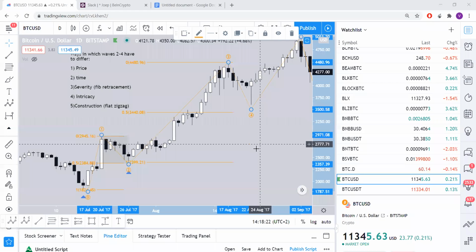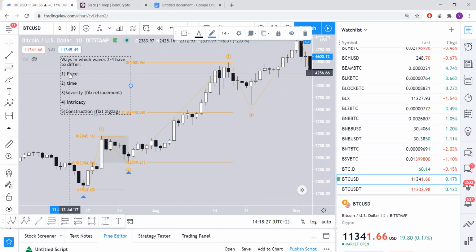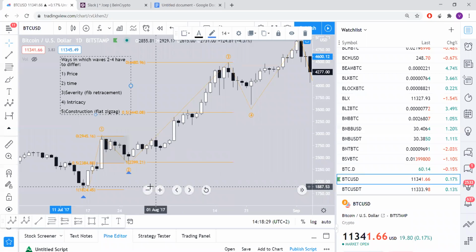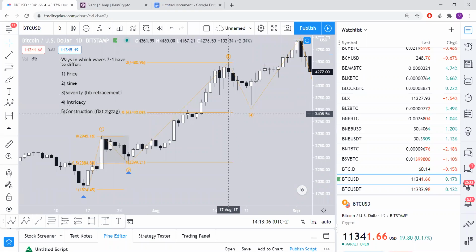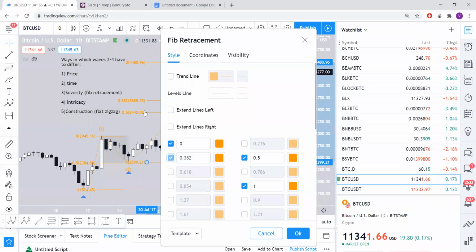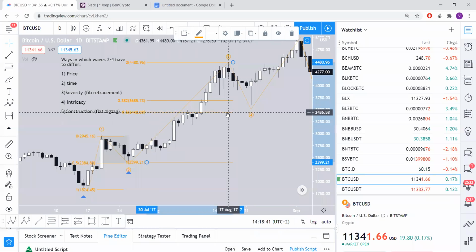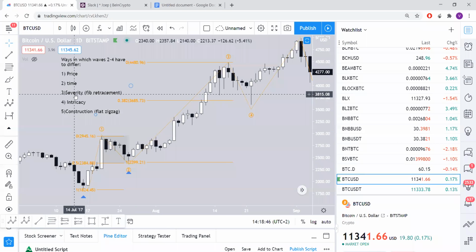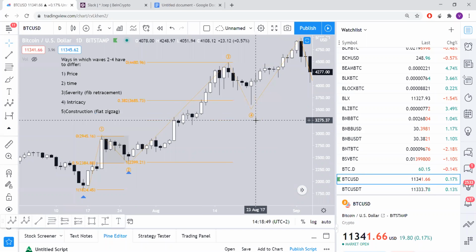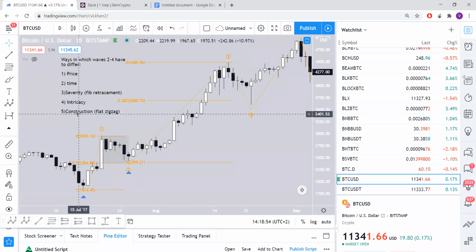Okay, so waves 2 and 4 have to differ from each other. Here wave 2 retraced all the way to the 0.5 fib level, and wave 4 just slightly higher, 0.382. So this is the severity part, right? Severity wise, relatively similar, but still slightly different. Intricacy and construction are slightly more advanced, so I'll just go through them later.